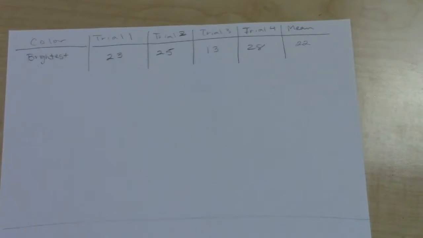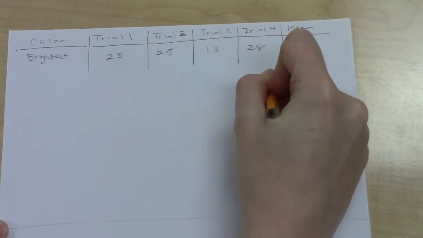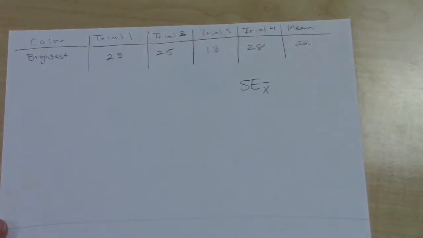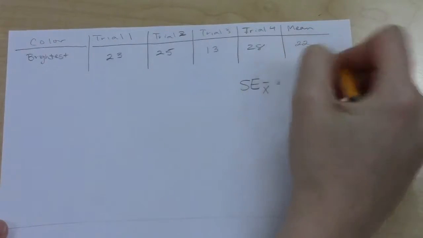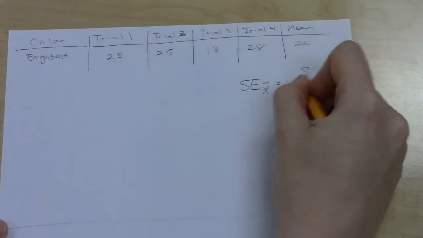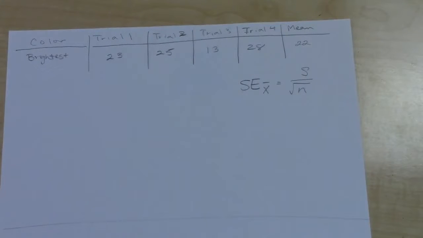So to find standard error of the mean, we have to think about what the equation is for that. Standard error of the mean, x bar, equals s, which is the standard deviation, over the square root of n. And n is the number of groups that we're looking at. But first we have to figure out standard deviation.